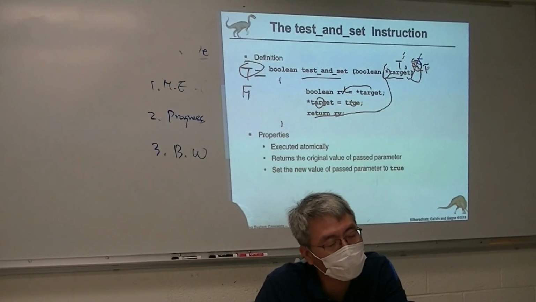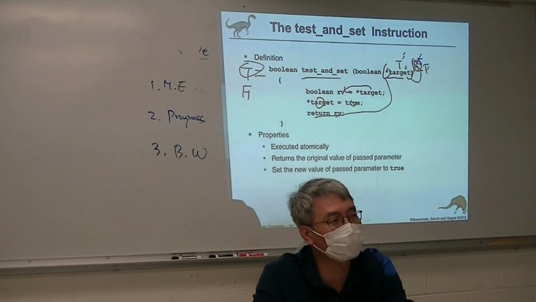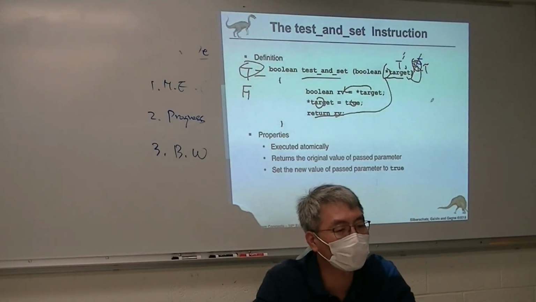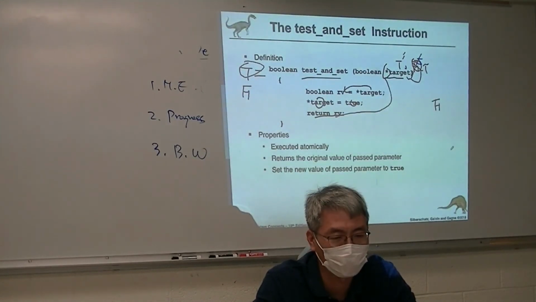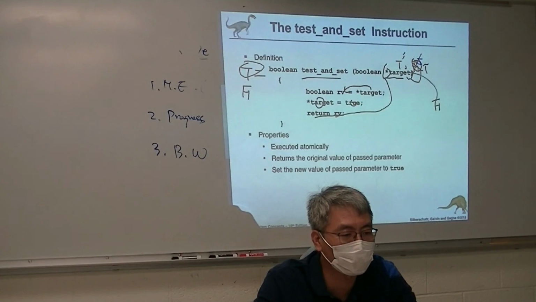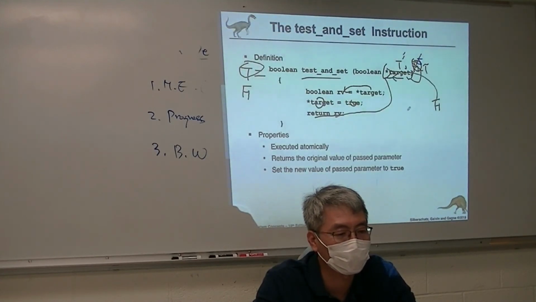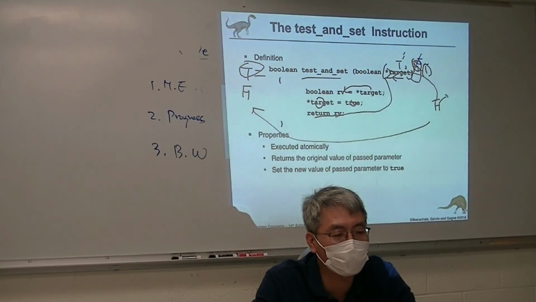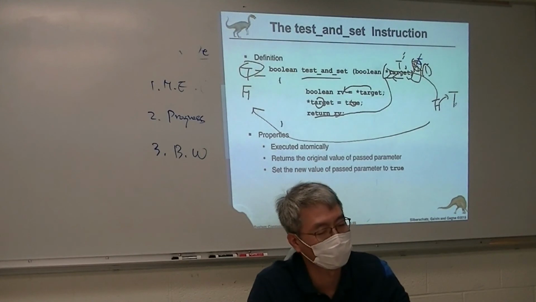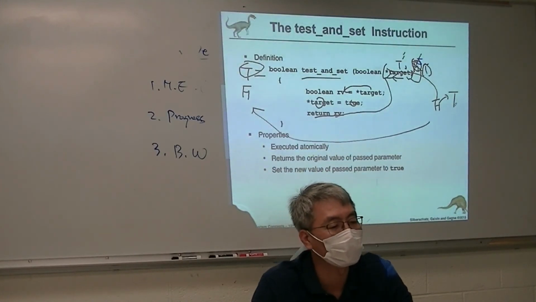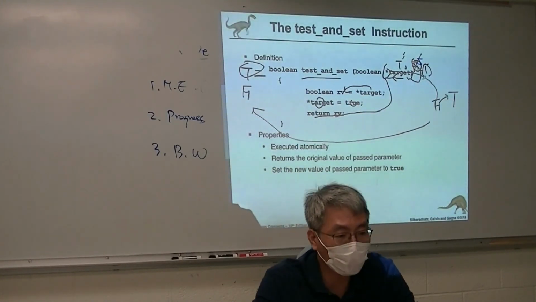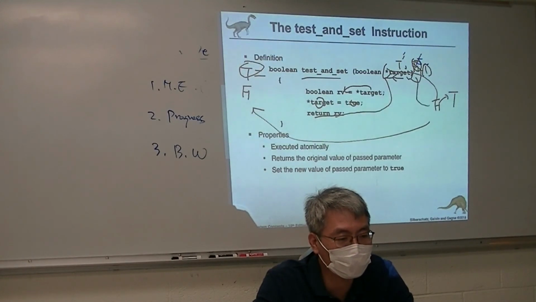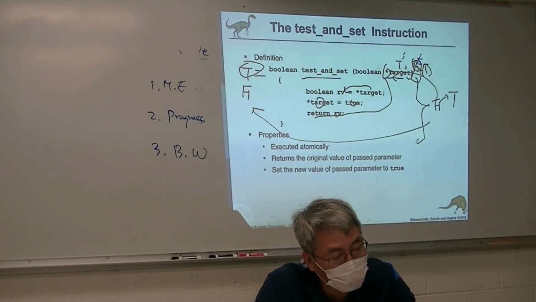Then how can we use this? So think about using a bathroom. Nobody used it, okay, it's not being used. F. So if you enter the test and set, you can return the F, but your target value is changed to true. It's being used. Like that.